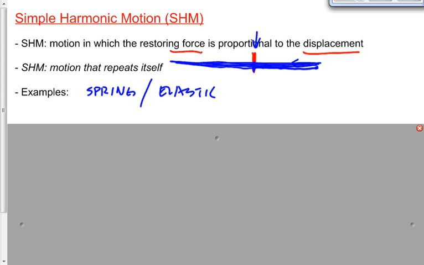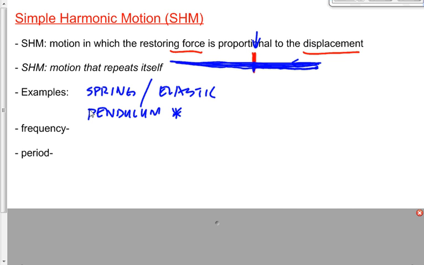What's another example? The pendulum. The pendulum is the swing set. It's the keys on the end of the string. Back and forth, back and forth. We're going to say this one is, actually, not true simple harmonic motion. It's not motion in which the restoring force is perfectly proportional to the displacement, but it's real close. Close enough that we're going to consider it to be simple harmonic motion.